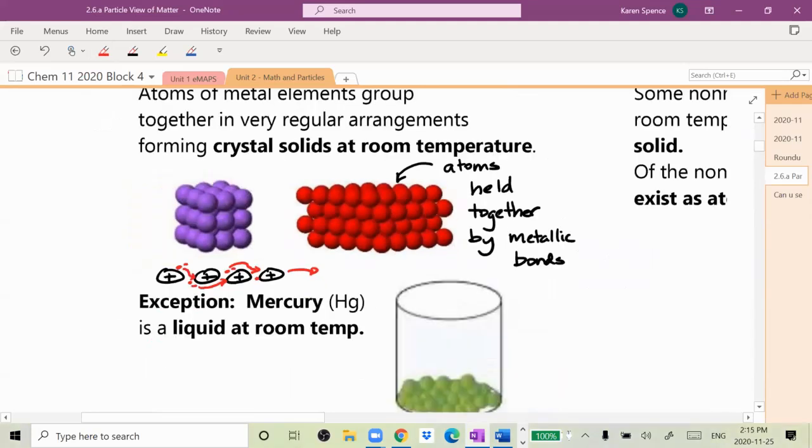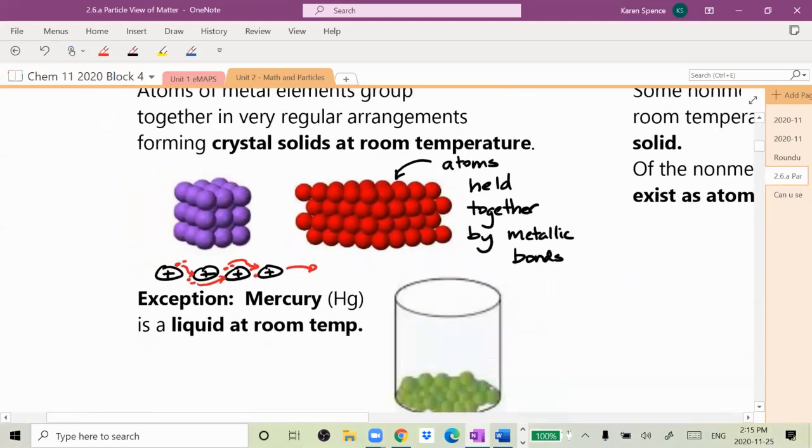That's just for your information because it's fun. So all metals are solid at room temperature. You should know that, except for who?